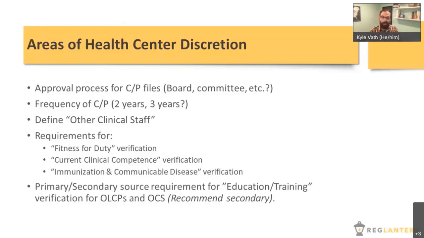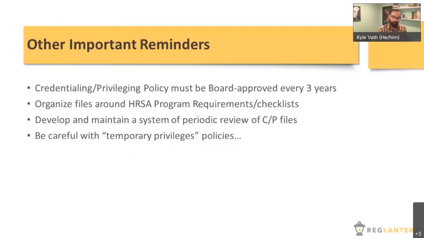You define who the other clinical staff members are, and frankly, the LIPs and OLCPs too. You define what the requirements are for fitness for duty, current clinical competence, and immunization and communicable disease verification. A lot of times people will ask about TB skin tests or flu shots or what is required. It doesn't matter. It's up to you. You just have to define it and then do it. And then you also can define, as we mentioned, primary or secondary source requirement for education and training verification for OLCPs and other clinical staff. So you can define whether it's primary or secondary source verification.